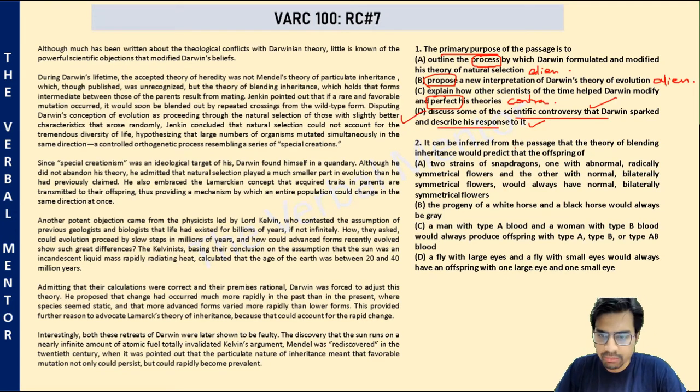Question number 2. It can be inferred from the passage that the theory of blending inheritance would predict that the offspring of, okay, let's see. Let's first understand the theory of blending inheritance. Second paragraph. The theory of blending inheritance, which holds that forms intermediate between those of the parents result from mating.